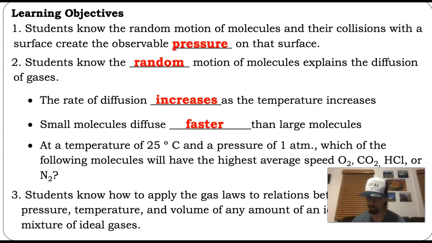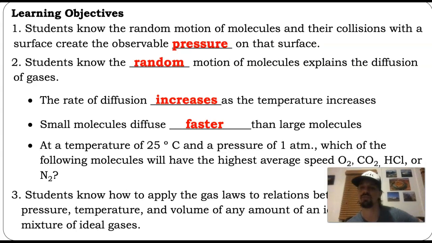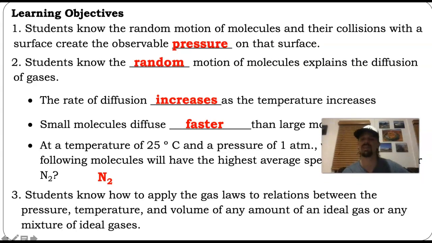What about when I'm comparing different particles? Who's going to move the fastest, the heaviest or the lightest? So here it says, which of the following molecules will have the highest speed? O2, CO2, HCl, or N2. Well, what would I need to get? I would need to get the mass of those substances, because in the last question we just said smaller molecules move faster. So if I look at the molar mass of all of those particles, which one is the lightest? Nitrogen.